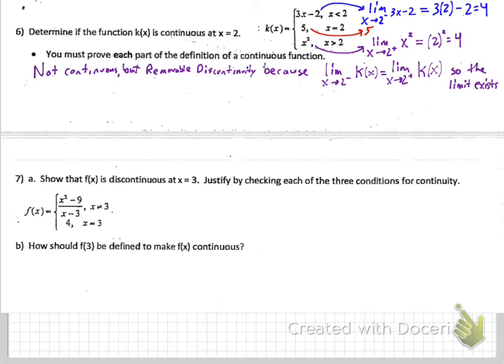And it would make a great pop quiz. I'll just put it that way, okay? Hint, hint. So, what are the 3 conditions for continuity?